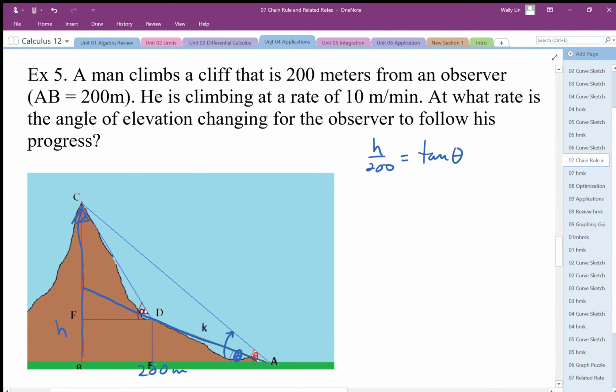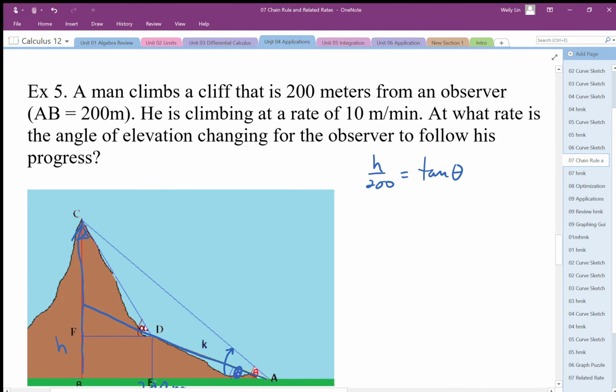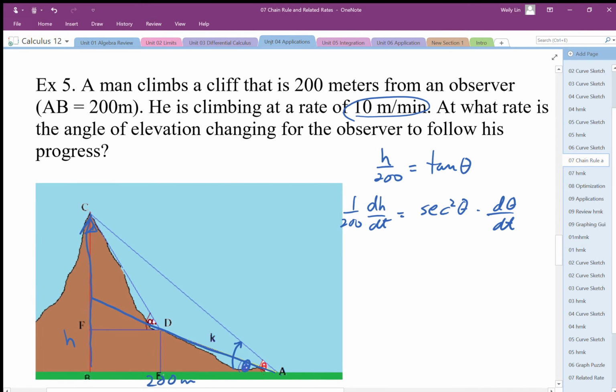I can solve for h if I wanted to. So I want to figure out d theta by dt. I've been given dh by dt. Okay, so I'm going to differentiate. So 1 over 200 dh by dt is equal to secant squared theta times d theta by dt. Okay, so I want to find that. I've got to figure out my angle. And it doesn't really tell me the angle, so I'm just going to leave it like that.